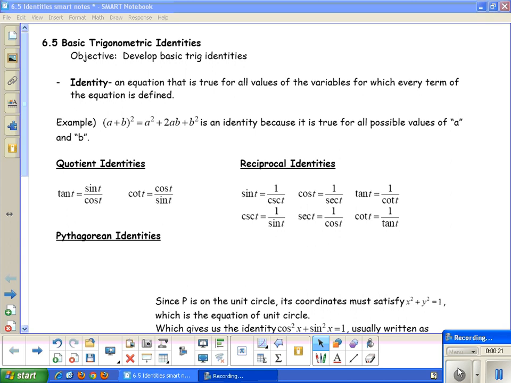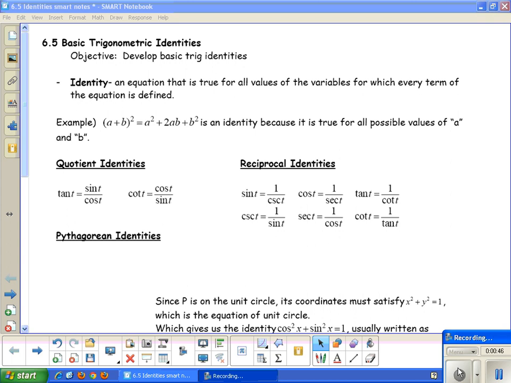This is an identity because it is true for all possible values of a and b, just like the sum of squares, the sum of two cubes, or the difference of squares. Those would also be identities. So we have the quotient identities, which we've kind of already talked about. Tangent of t is sine over cosine. Cotangent is cosine over sine. And yes, you need to know that the name for that is the quotient identities.